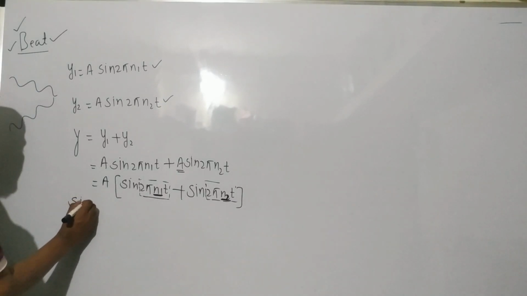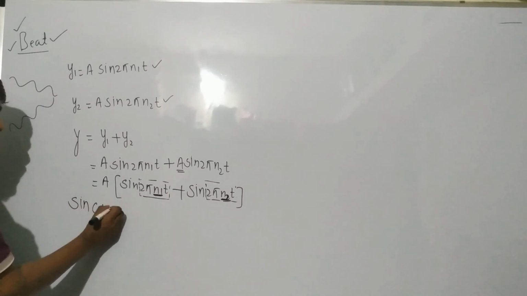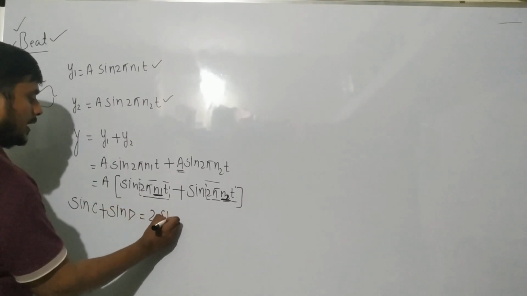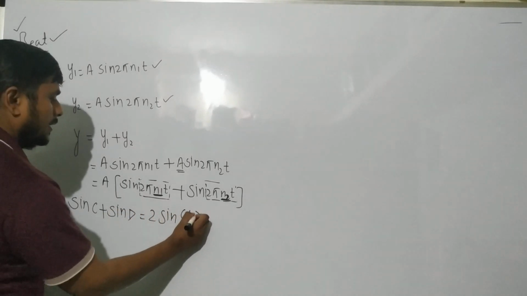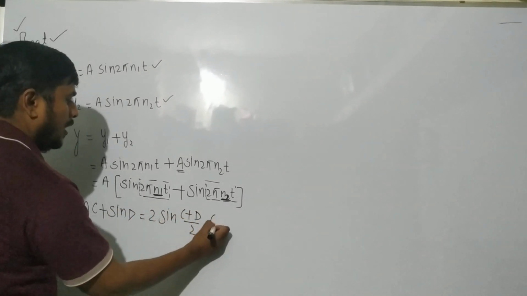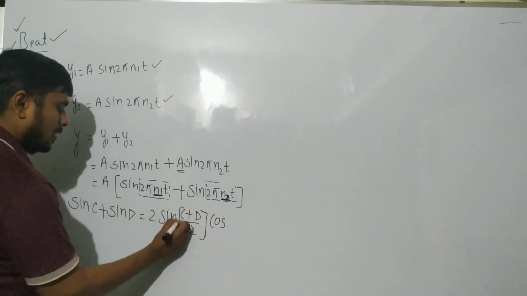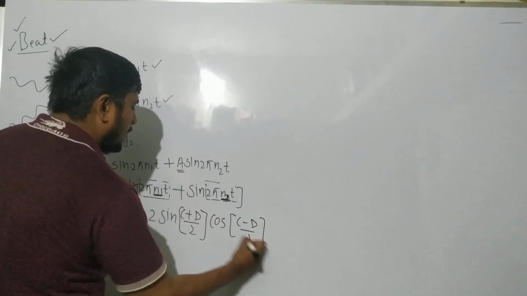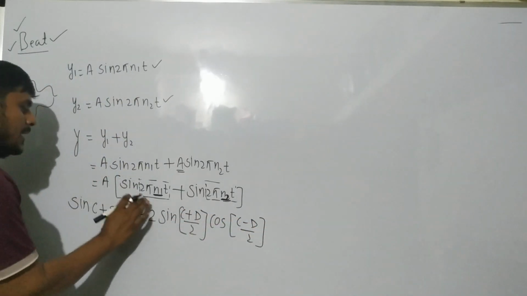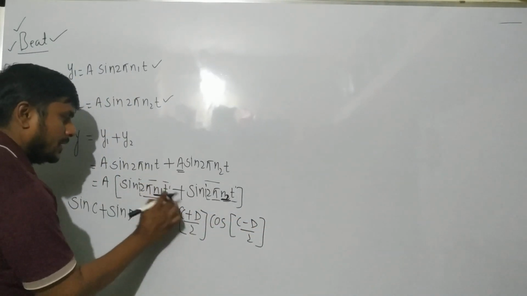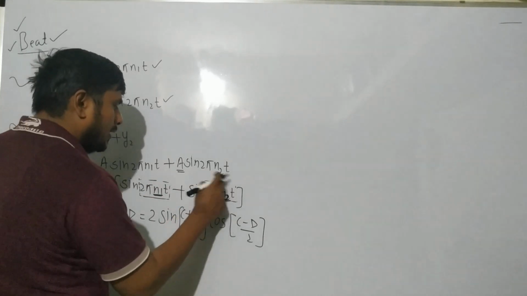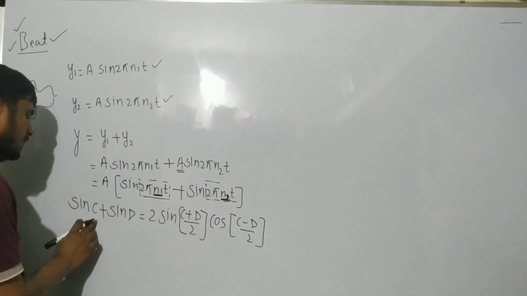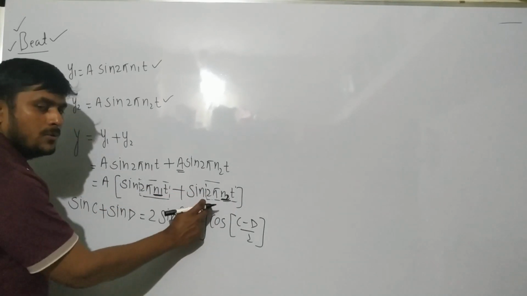That is sine c plus sine d, which is equal to 2 sine of c plus d divided by 2 into cos of c minus d divided by 2. So this formula I will use over here. So what is the c in this case? This whole angle is c over here. What is the d in this case? This whole angle will be d. So sine c plus sine d means sine c plus sine d. This formula I will use over here, right?